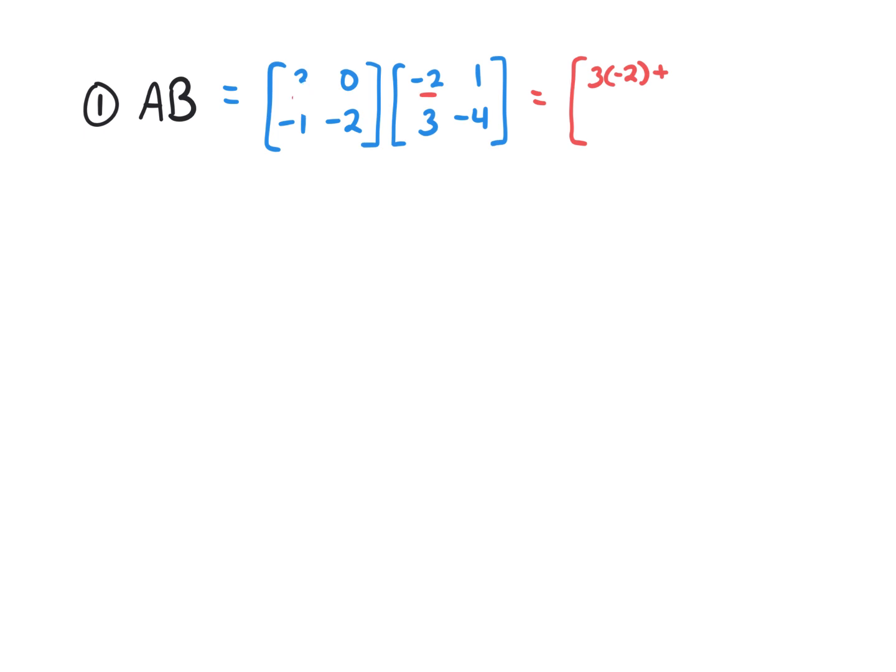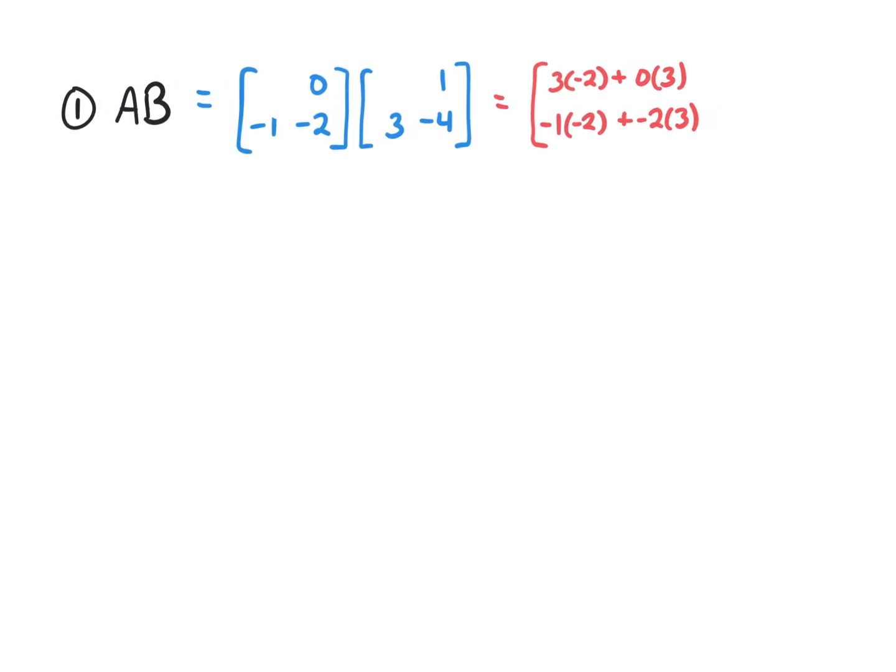What's that? 0 and 3, right? Yep, 0 times 3. Now, for this spot, I'm going to do row 2 with column 1. Okay, so I'm going to take negative 1 times negative 2. And then I'm going to take negative 2 times 3.